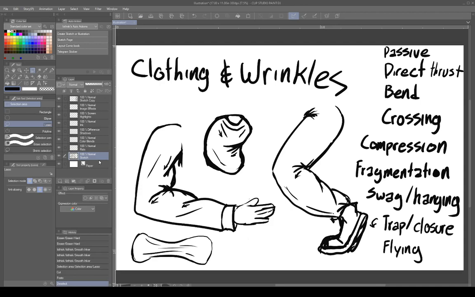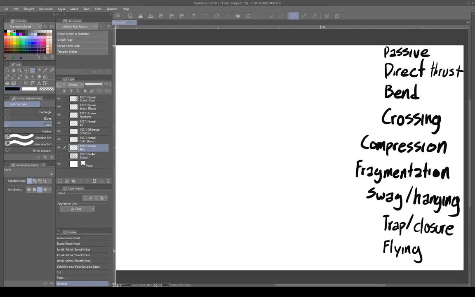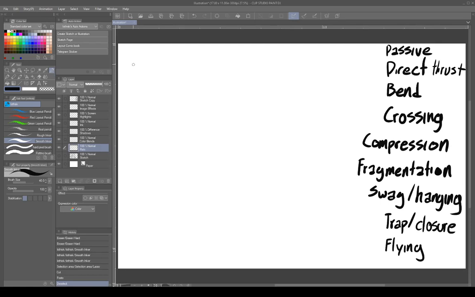A couple of things to go over before we get to the different clothing types: we need to understand something called kinetic forces. The body undergoes a number of different kinetic forces that are important to keep in mind whenever you're drawing clothing and wrinkles. I'm going to list these all out. Take notes if you wish.